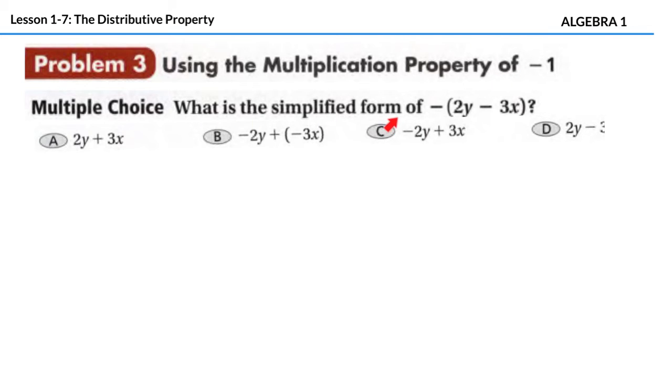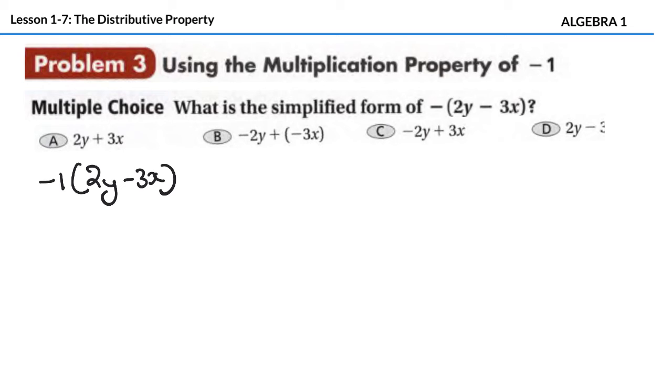What is the simplified form of negative times 2y minus 3x? Now there is no number outside the parenthesis. So if there is no number given, we can write it down as 1, because this negative times 1 is negative 1. So let's rewrite this problem with negative 1. So how will our problem look like? It's going to be negative 1 times 2y minus 3x.